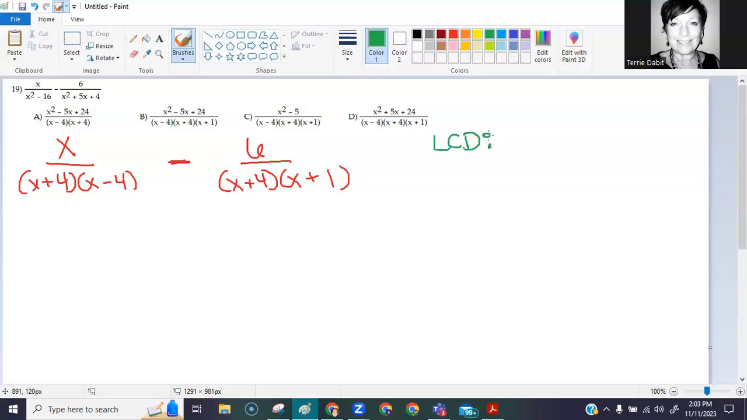My LCD says list everything you see across the bottom. I see x plus 4. I see an x minus 4. And I also see an x plus 1. So I'm going to get that set up on my new equation.